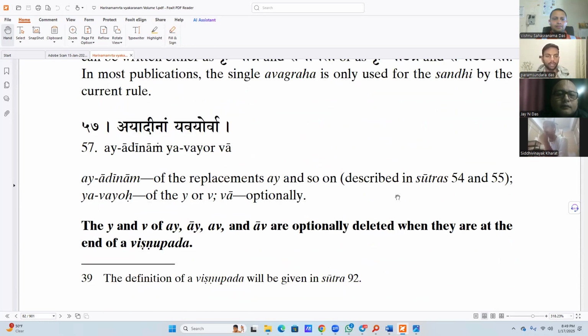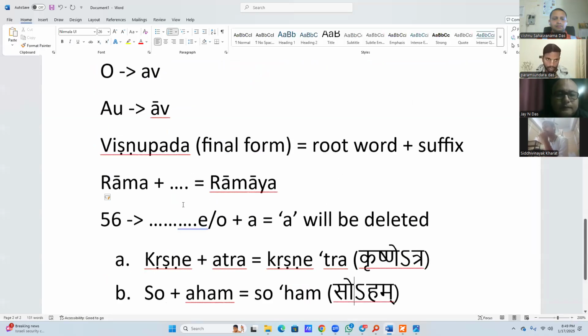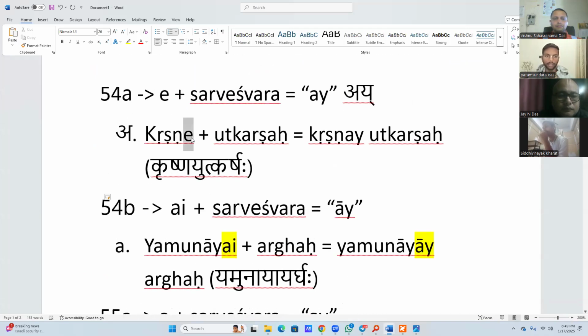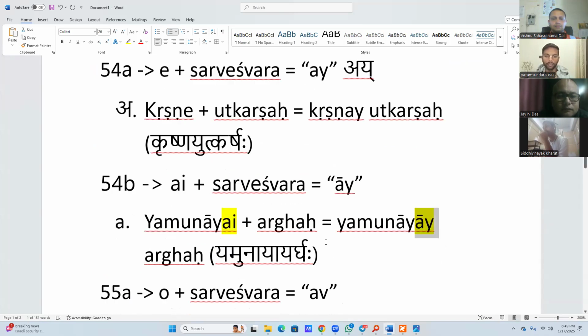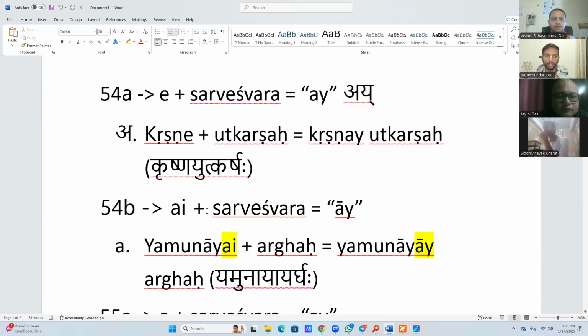Then, ayati nam ya vayor va. This sutra is connected with Sutra 54 and 55. The ya and va of I, av, and av. If you remember, these were the four changes, right? In 54 and 55: I, av, and av. So the ya and va of these four changes are optionally deleted when they are at the end. Basically, we changed E into ay, O into av, and au into av. This sutra says that when we have changed into ay, av, and av, optionally we will delete the last letters of that change, ya and va. So we'll get two answers for each.